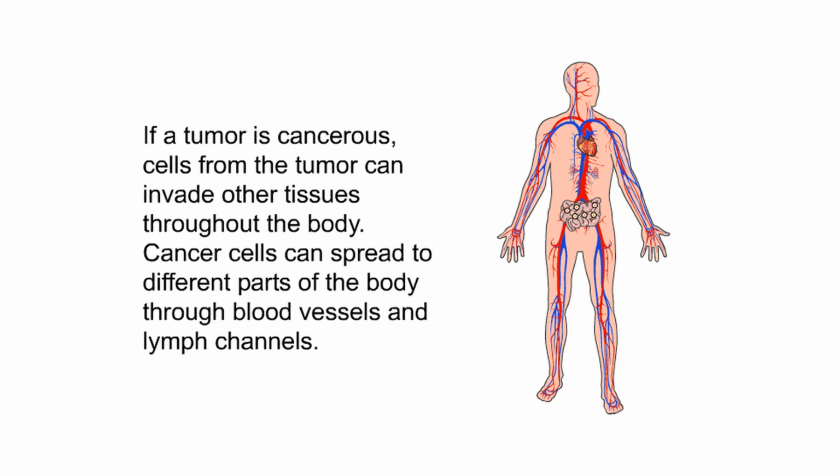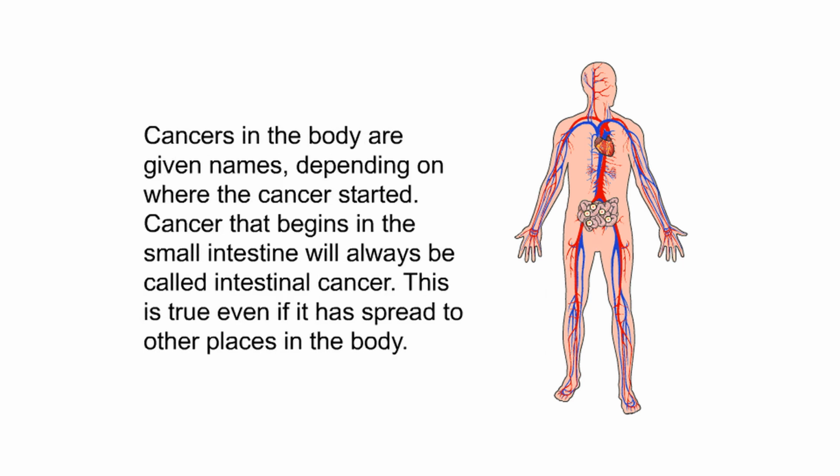If a tumor is cancerous, cells from the tumor can invade other tissues throughout the body. Cancer cells can spread to different parts of the body through blood vessels and lymph channels. Cancers in the body are given names depending on where the cancer started. Cancer that begins in the small intestine will always be called intestinal cancer. This is true even if it is spread to other places in the body.